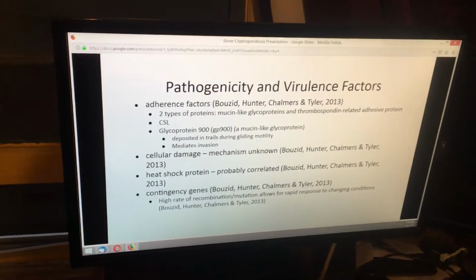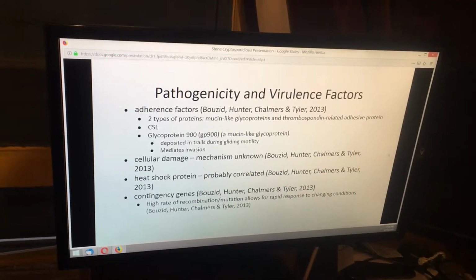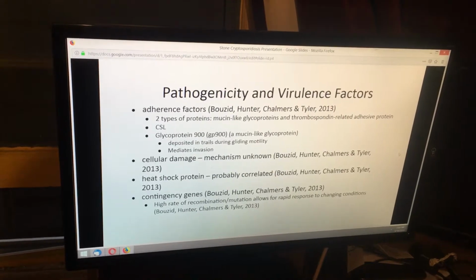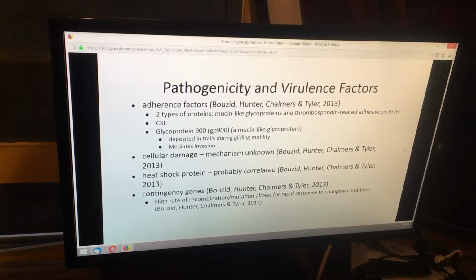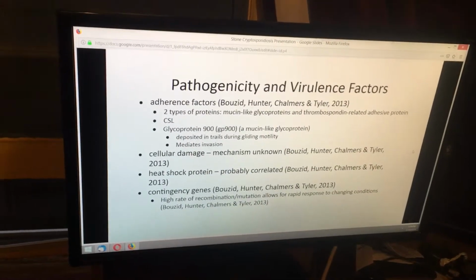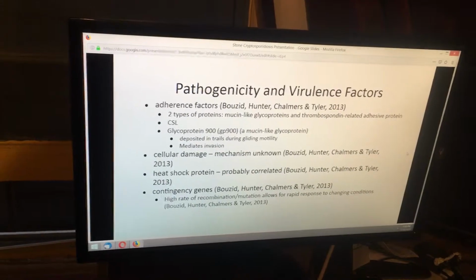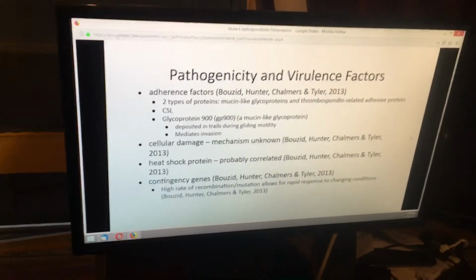It's hard to study the virulence factors of Cryptosporidium because it's hard to culture them. So this means it's also hard to knock down or knock out some genes, culture those organisms, and see what the effect is on virulence. However, some virulence factors have been investigated.